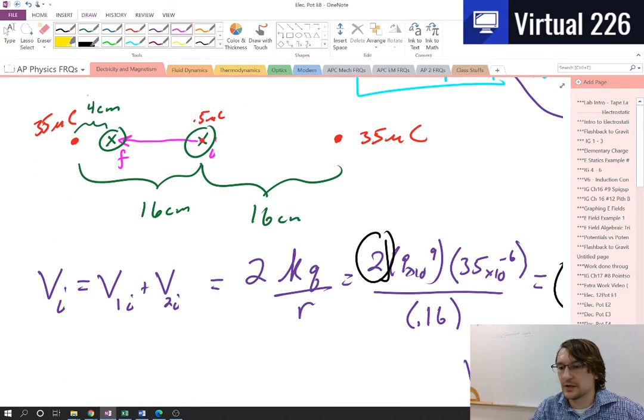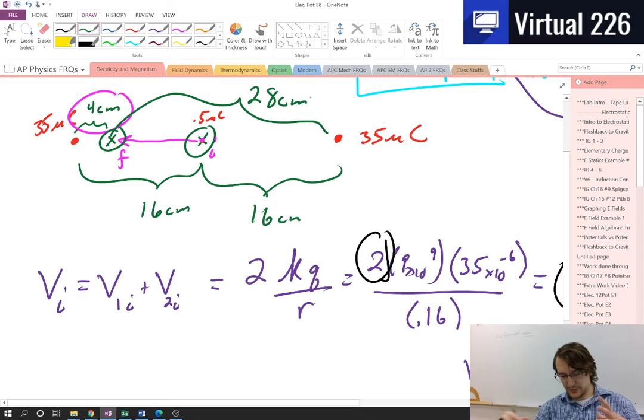For the first one, we're only 4 centimeters away. But for the second one, oh man, what is this? This is 12 plus 16, right? It's that huge distance right here. So that gives us 28 centimeters, a much, much longer distance in comparison.